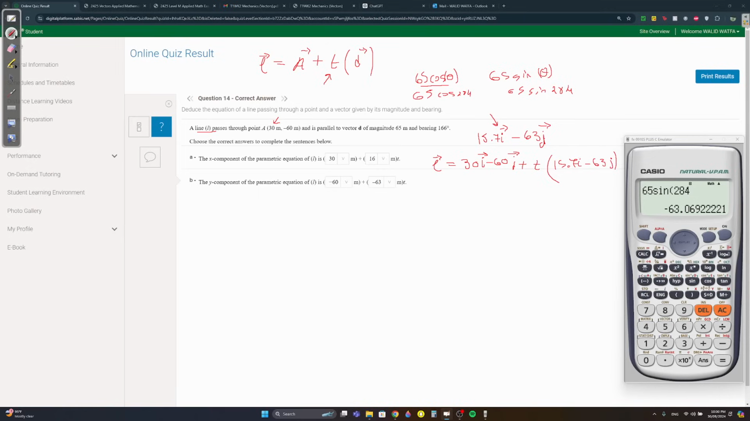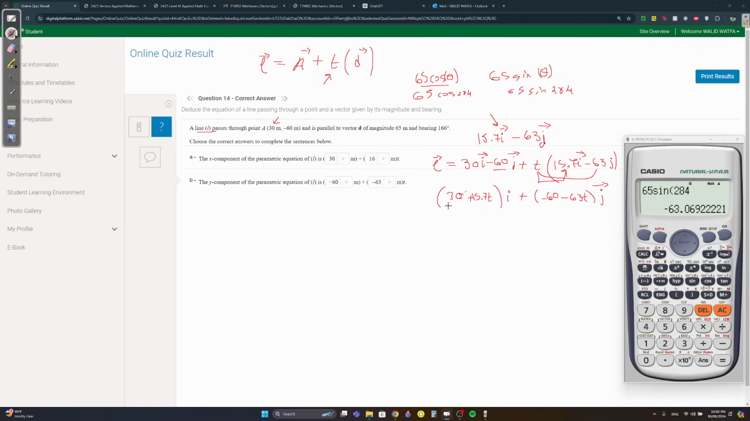What did we say our answer always has to have for finding lines? An i component plus a j component. What is the i component? Remember, you take the first i, which is 30. You only take the 30, you don't take the i. Then you take the second one, which will be t times 15.7, so 15.7t. Then for j, what's my first j? Minus 60. What's my second j? t times minus 63, minus 63t.